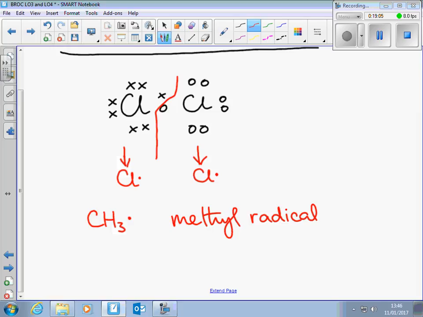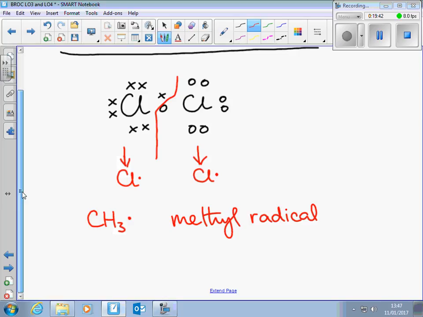Methane, CH4. If you break the bond between the carbon and the fourth hydrogen, then you give one of the electrons to the carbon, one to the hydrogen. The hydrogen then goes off and will react with the chlorine. But the one that's left on the methyl radical is the unpaired electron for the carbon. But it's usually written like that. It's usually just kept as a group with the unpaired electron put on the right-hand side.